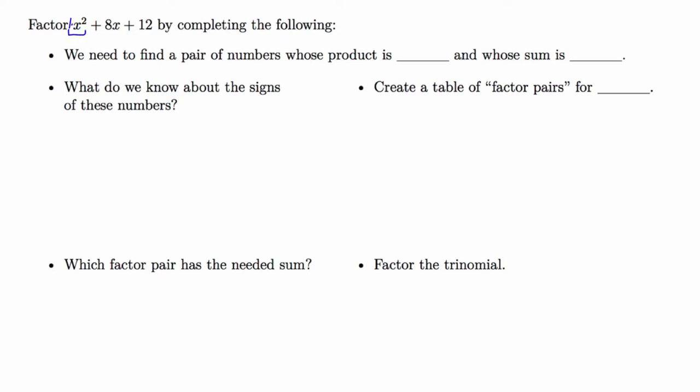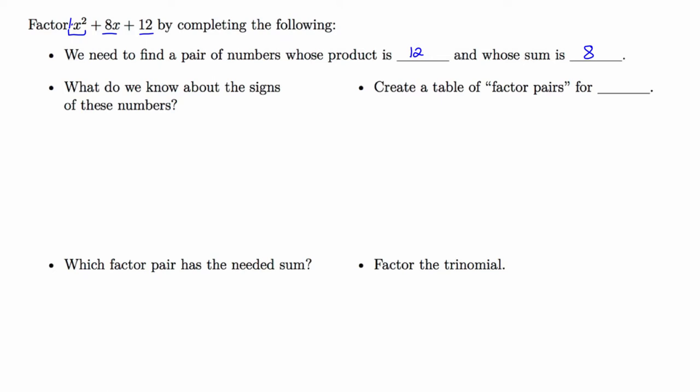The process we're going to use here only works if it's a single x squared at the front. If there's a coefficient other than 1 on that x squared term, the process we're using here will not work. We would need to use a separate process. But knowing that it is a 1x squared, our attention will turn to the 8 and the 12. To be able to factor this, we need to find a pair of numbers, 2 numbers, whose product is 12 and whose sum is 8.